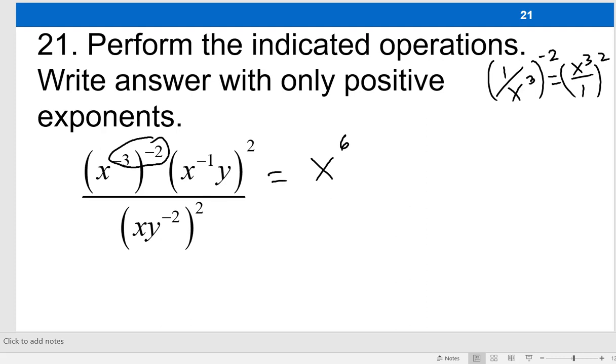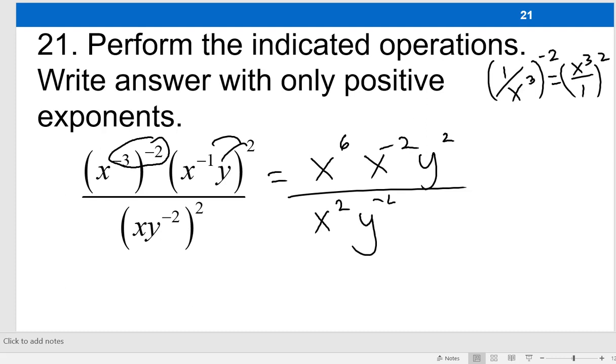A lot of work. This one becomes y to the negative 2, y to the second. The only reason I didn't move that one down is because I don't want a fraction up here at this point. I wanted to basically deal with the powers first. Well, we'll deal with that in a minute. And this becomes xy to the negative 2 squared would become x squared y to the negative 4.